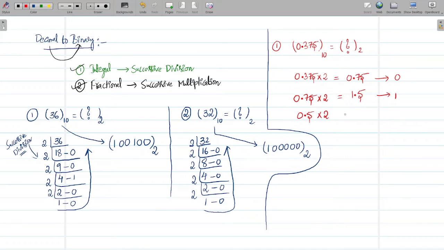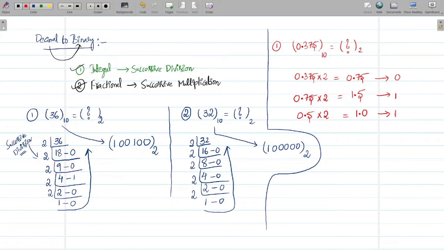Now 0.5 into 2 is 1.0. 1 can also be written as 1.0. If I take the integral part separately, I'll have 0.0. 0.0 multiplied with anything is 0, so I can stop here. I can stop this successive multiplication process when the multiplication of the previous fractional part and the base leads to 0.